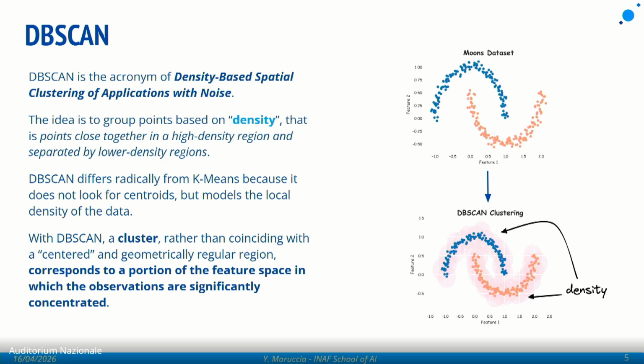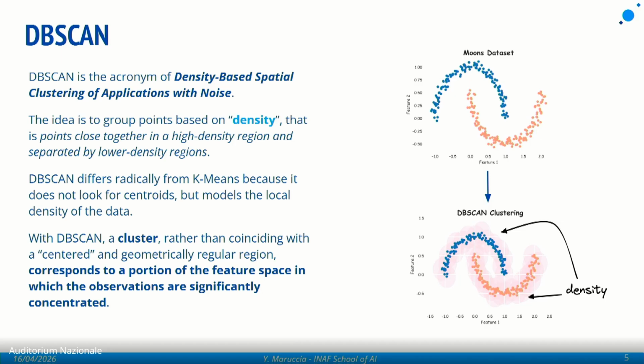For example, DBSCAN, which is a density-based clustering algorithm. The name stands for density-based spatial clustering of applications with noise. DBSCAN helps us go beyond the problem of the circular shape, and it works on the idea that points that are close together in a high density region are part of the same cluster, but clusters should also be separated by lower density regions, okay?